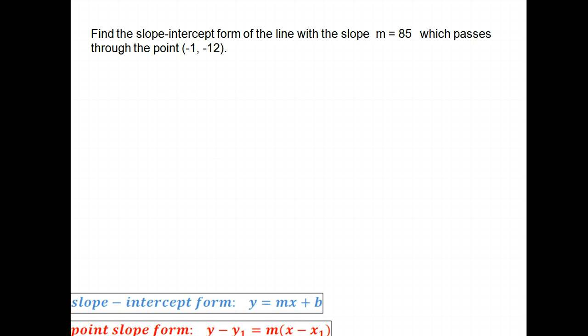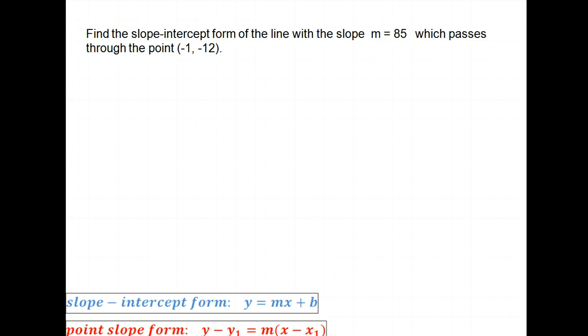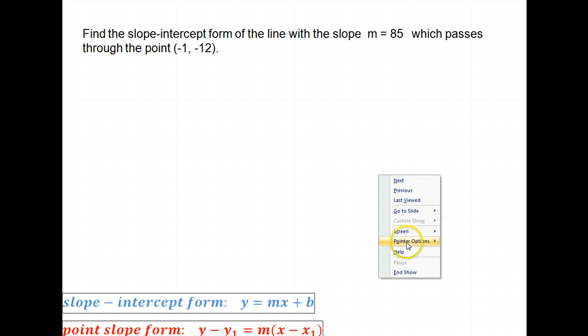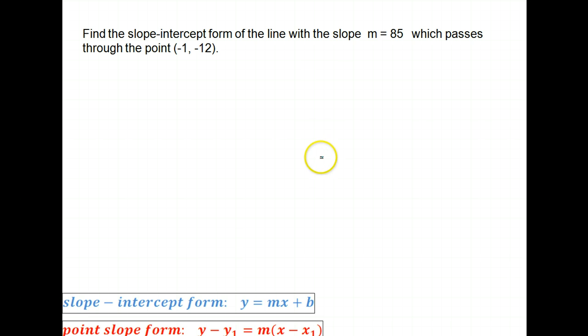All right, so now we're going to switch gears just a little bit, and our goal here is going to be to write the equation of the line once again, but instead of writing the equation of the line in point slope form, we're going for slope intercept form. So notice I have them both written down here. Point slope form we've been working with already.